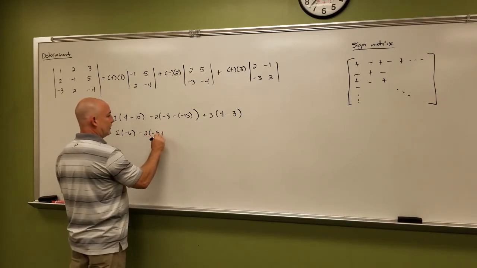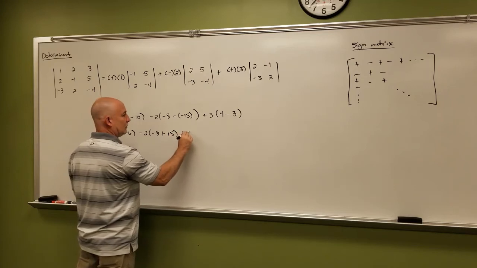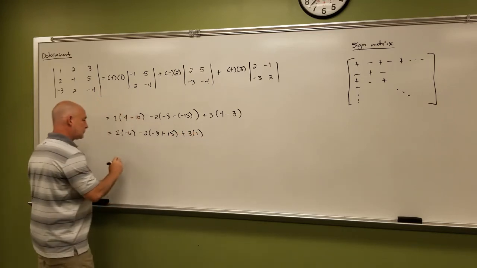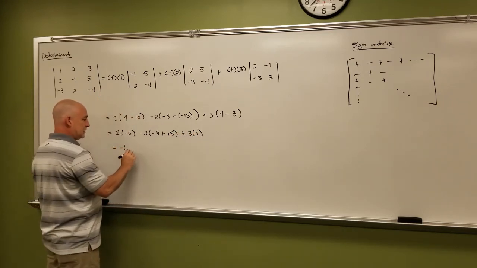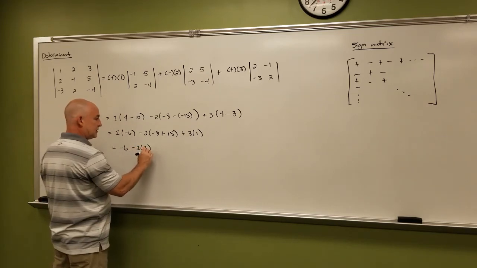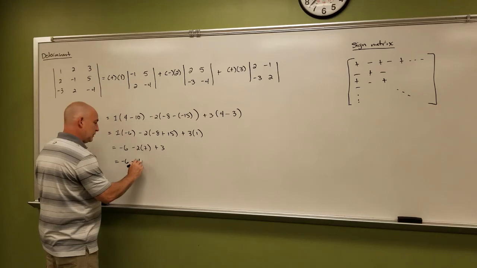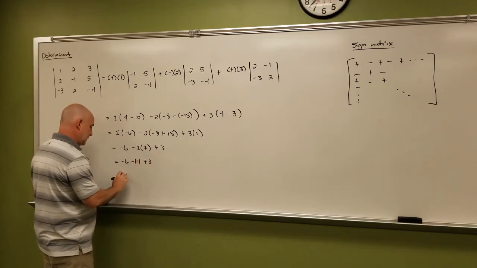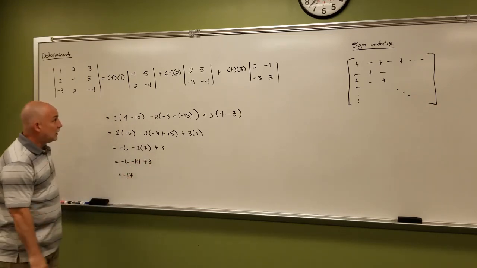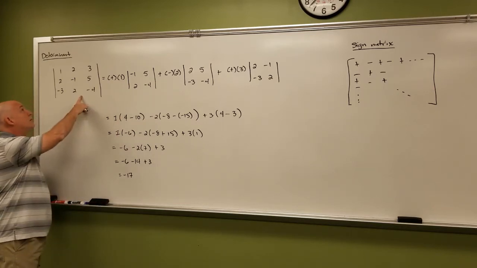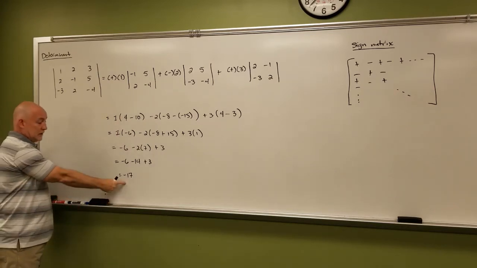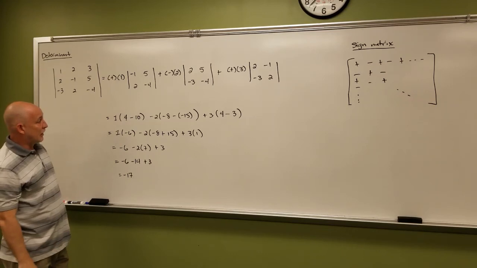So that's 1 times negative 6 minus 2 times, well, let's go ahead and write it out. Plus 15, plus 3 times 1. So that's negative 6 minus 2 times 7 plus 3. Negative 6 minus 14 plus 3 is negative 17. Okay, so the determinant of this 3 by 3 is negative 17, I hope.